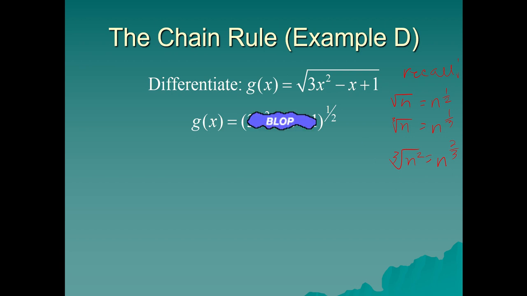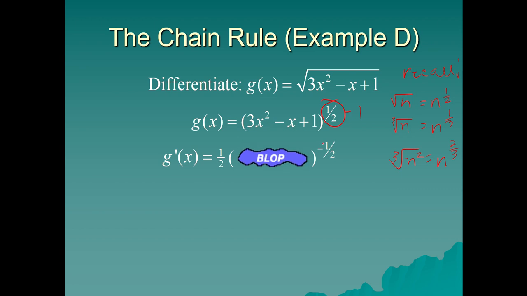And to continue with our example, we started with deriving our outer function. 1 half represents the n, then 1 half minus 1 is equal to negative 1 half. Copy our inner function, then multiply it by the derivative of our inner function. How did we get 6x minus 1? That's because 3 times 2 times x raised to the power of 2 minus 1, minus 1 plus 0.